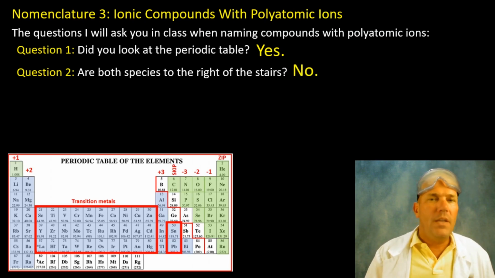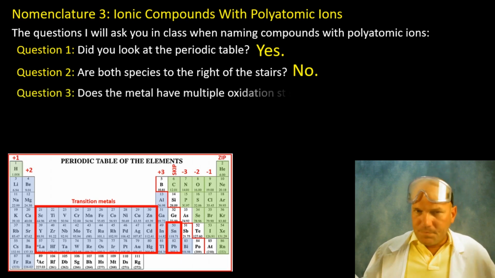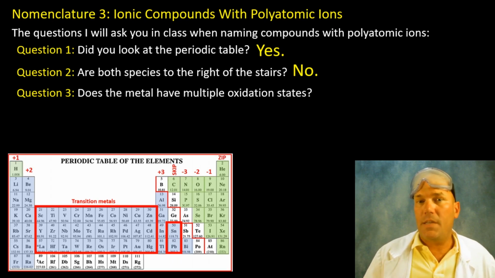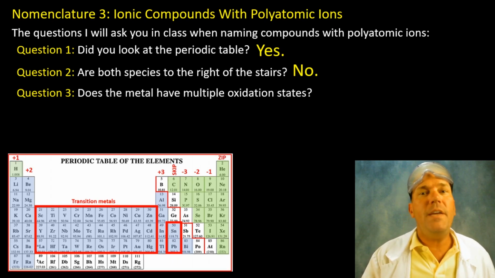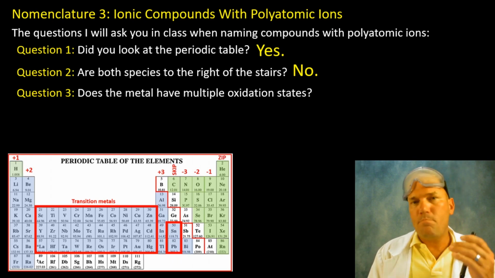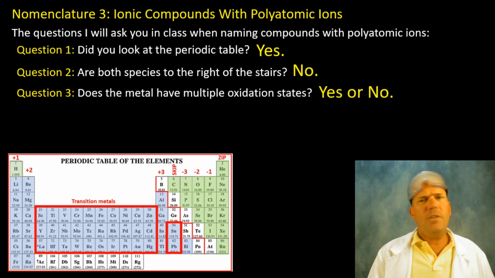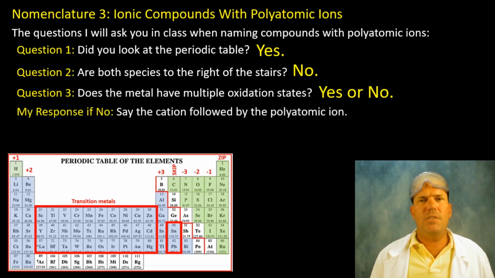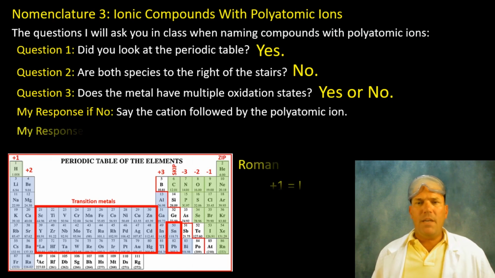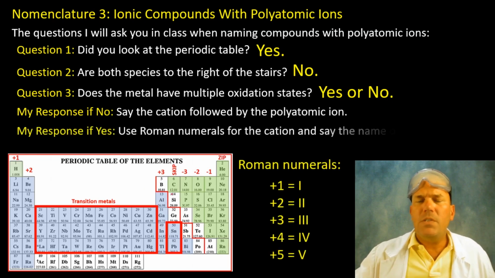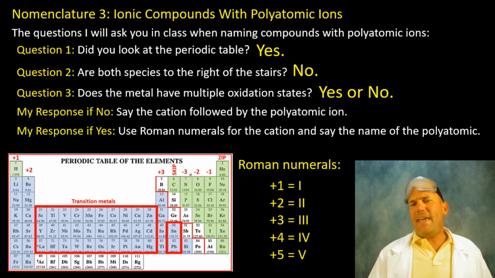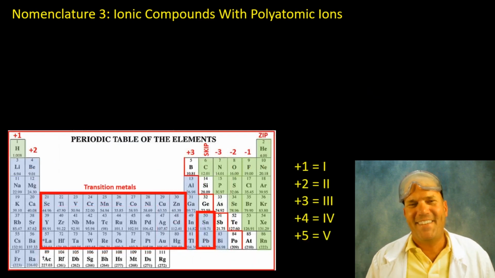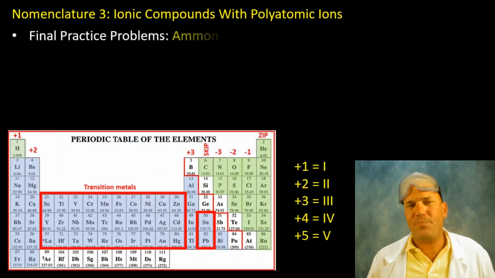So no. And if it's an ionic compound, we need to know, well, does it exist as multiple oxidation states like iron, or is it fixed like magnesium, both used in this video? Answer could be yes or no. If the answer is no, then you say the cation and then you say the polyatomic ion. If the answer is yes, then you're using Roman numerals for the cation and then saying the name of the polyatomic ion. Let's do 2 more examples here.